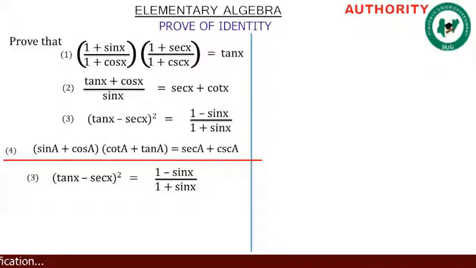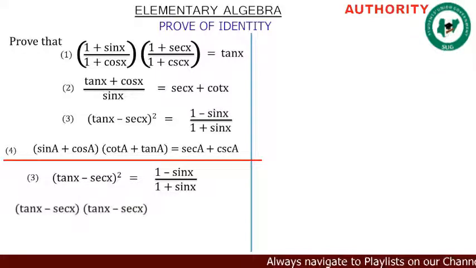So let's work with the left hand side. That is, working with the left hand side, we have (tan x minus sec x) squared. So let's open this bracket into 2. That means we're going to have (tan x minus sec x) and then (tan x minus sec x). Let's multiply.